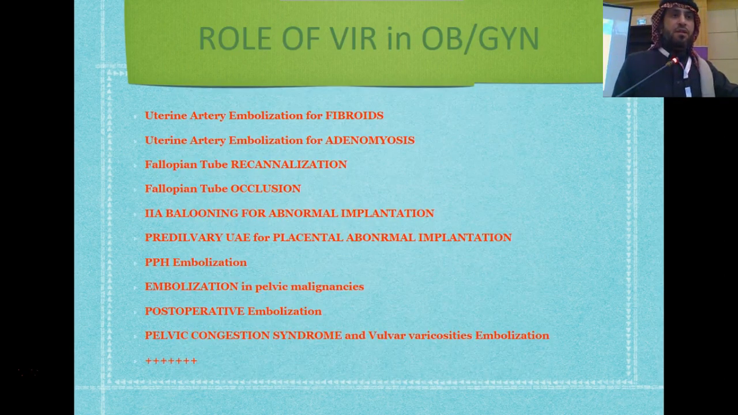So, what's the role of vascular and interventional radiology in OBGYN? The list is expanding. Every time there are more procedures that we are offering, starting from fibroid embolization, adenomyosis nowadays. For the fallopian tube, we also have a role in recanalization or even occlusion for sterility or for the failed cycles of IVF. For internal iliac artery ballooning prior to abnormal placentation, prior to C-section.